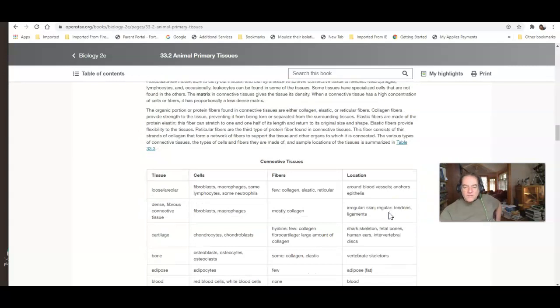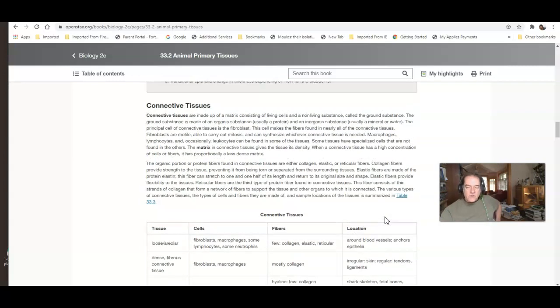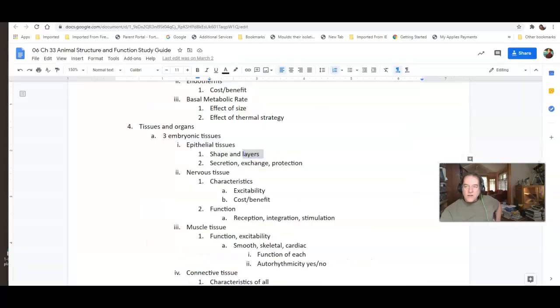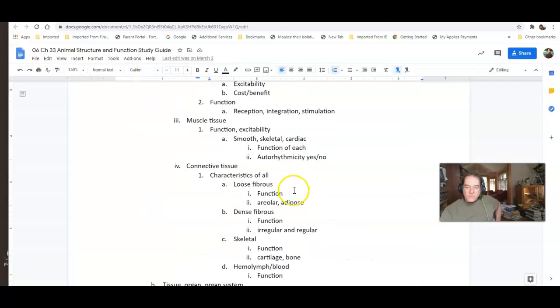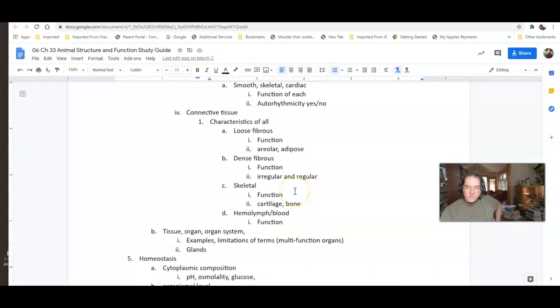All right, next, let's go ahead and take a look at connective tissue going through the book. In the study guide, it's actually the fourth item right here because it's got the most information. But we'll talk about this connective tissue a little bit. All right, so we can divide up connective tissue basically by whether it is loose or dense.